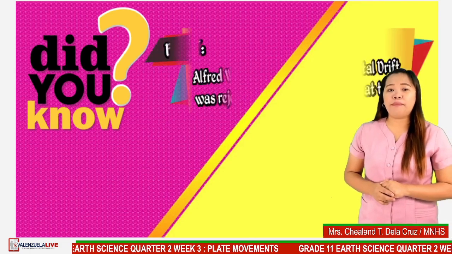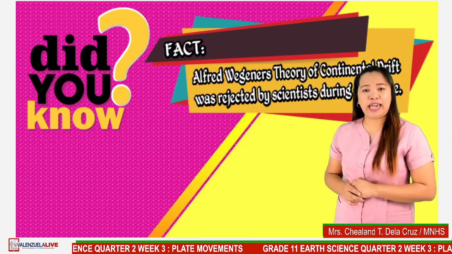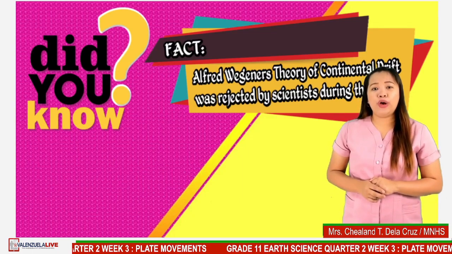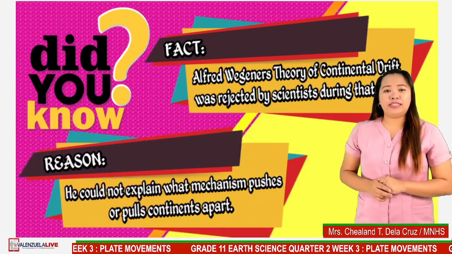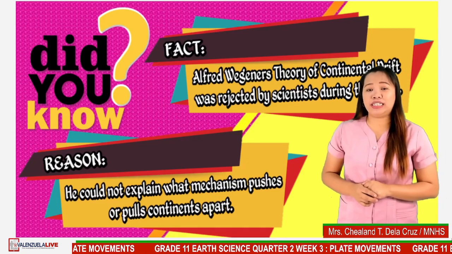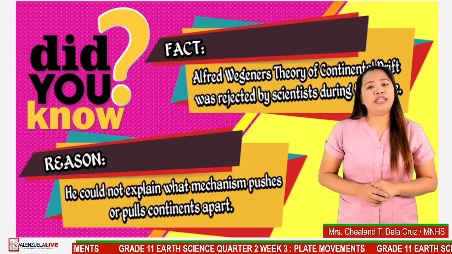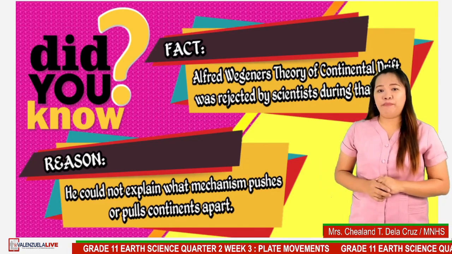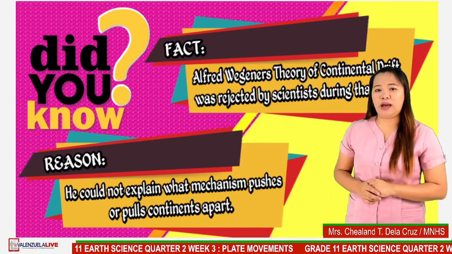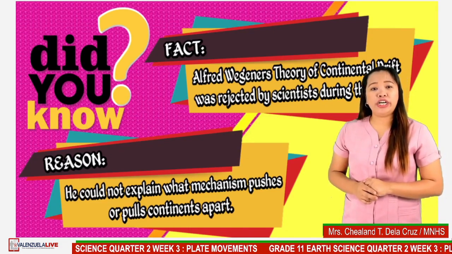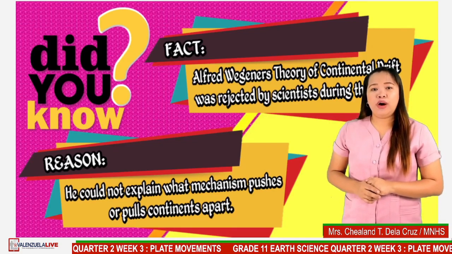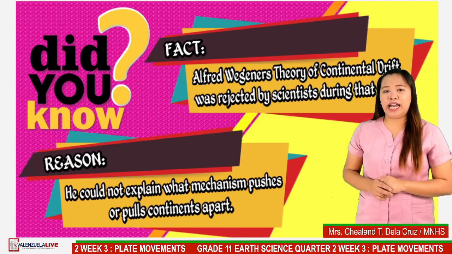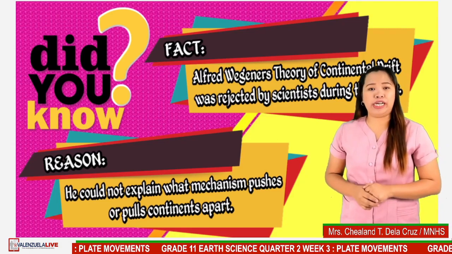However, despite all the evidence presented by Alfred Wegener to support continental drift, this hypothesis was rejected by scientists during that time. Why? Because despite proving that the continents really drifted, he could not explain what mechanism pushes or pulls the continents apart. Wegener died at the age of 50 while on an expedition in Greenland without seeing his theory accepted.